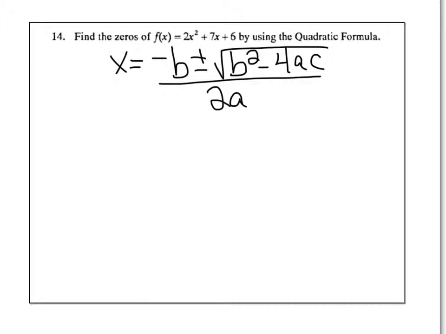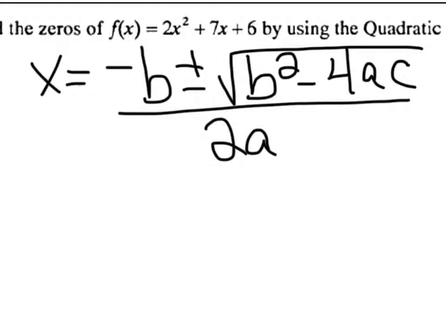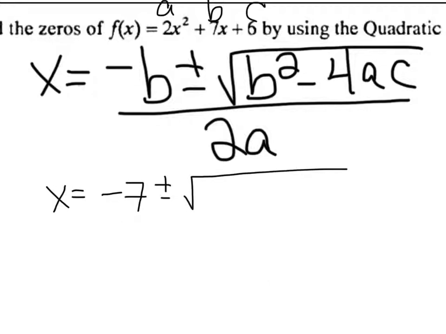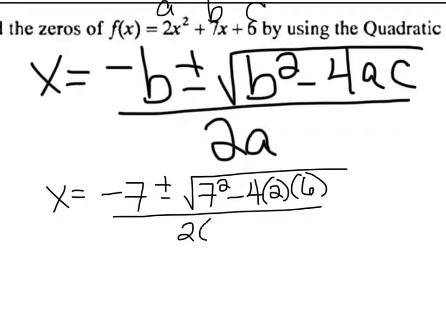Here, one side is equal to f of x, so we're good because we are in standard form. So we label our a, b, and c values. So a is 2 next to the x squared, b is 7, and c is 6. And now we start plugging them in. So we have x equals, since it's -b and b is 7, that makes it a -7, plus or minus the square root of b squared, which would be 7 squared, minus 4 times a times c, all over 2 times a.